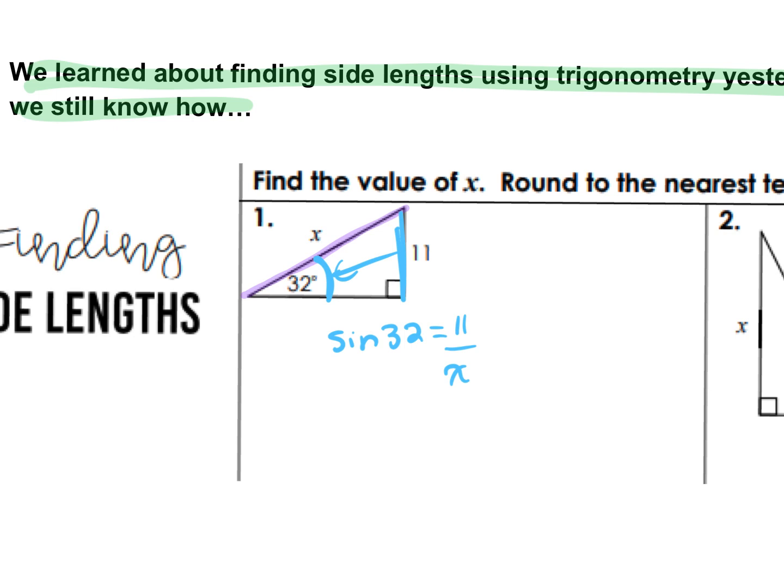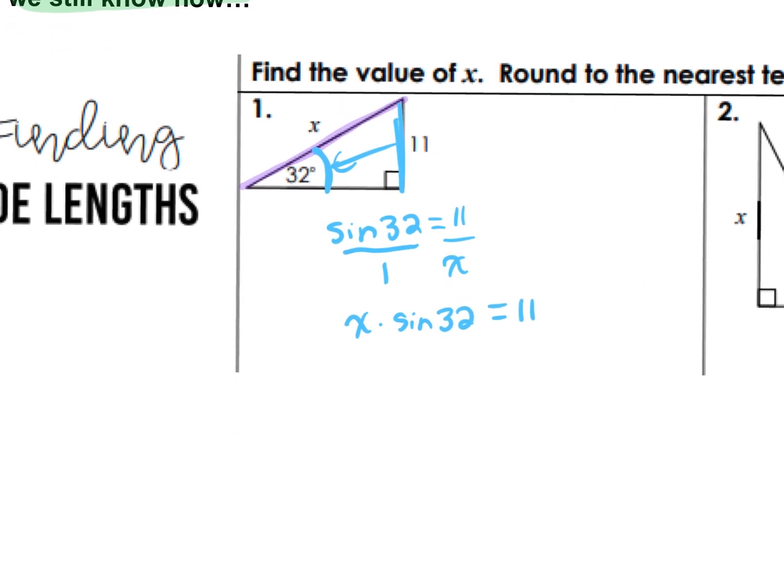Please be careful if what you are solving for is in the denominator. It's easy to make mistakes with the algebra here. The easiest way of thinking about it is to set it up so it looks like a proportion, because you're going to cross multiply. So you multiply x times the sine of 32, and that's equal to 1 times 11, or 11. Then to solve for x, we divide by sine 32.